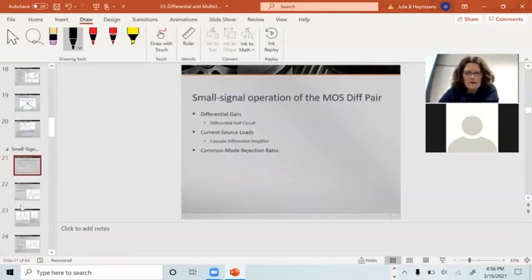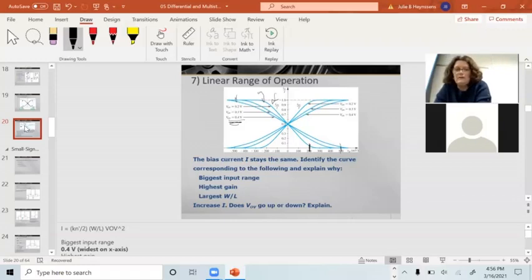Small signal operation of the MOS differential pair. Sorry, yeah, thank you. Go ahead. So how does it apply to our transistor? The W over L, oh, like this.